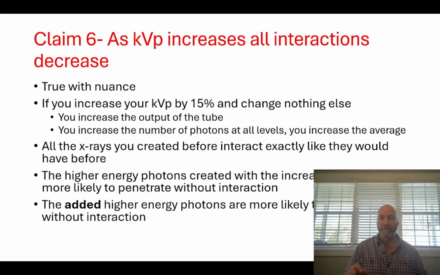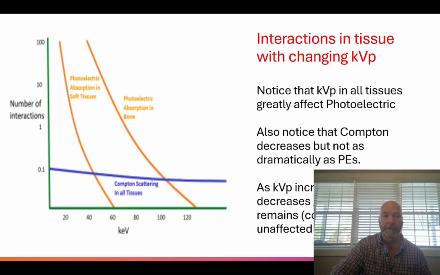So what you might look for is, as kVp increases, all interactions decrease, but also look for other possible answers in there too, and also see if it's a multiple answer type question with something like all the above or some but not all the above. So all interactions decrease, yes, but what you get is more penetration. So sometimes your test questions may be asking a little bit deeper and asking about not just interactions inside of the patient, but penetration through the patient incident on the image receptor.